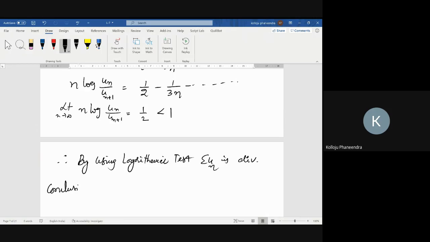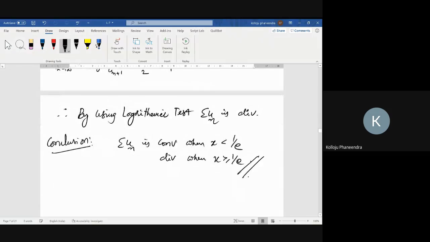So the final conclusion: sigma un is convergent when x is less than 1 by e, and divergent when x is greater than or equal to 1 by e. This is the problem.